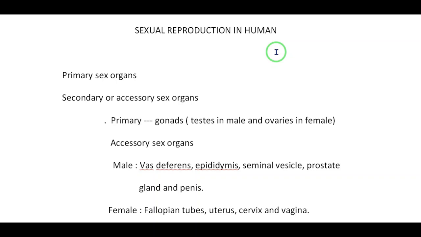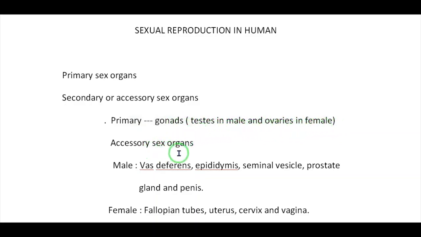These organs of the reproductive system are divided into primary sex organs and secondary or accessory sex organs. The primary reproductive organs include the gonads. Gonads include testes in male and ovaries in female.